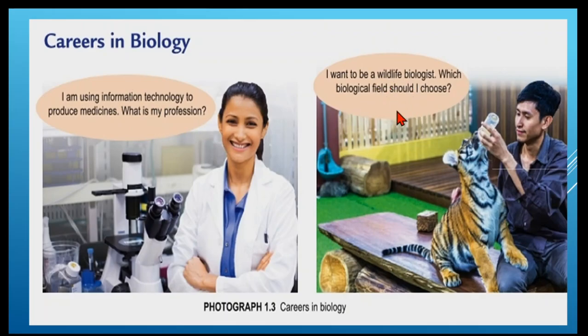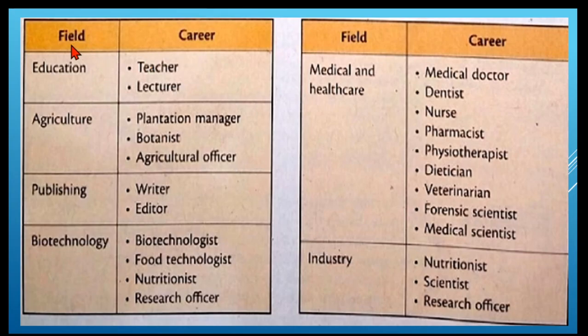So this is the field and also the career. For example, education: the careers are teacher, lecturer, which need the knowledge of biology. Agriculture: plantation manager, botanist, agricultural officer. Publishing: writer, editor also need knowledge of biology. Biotechnology careers: biotechnologist, food technologist, nutritionist, research officer.